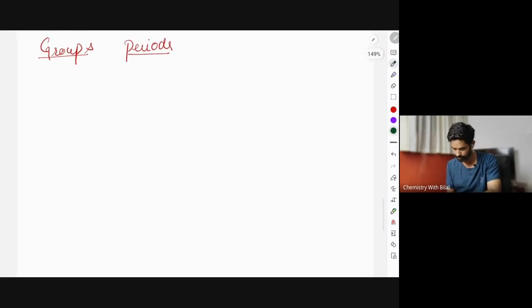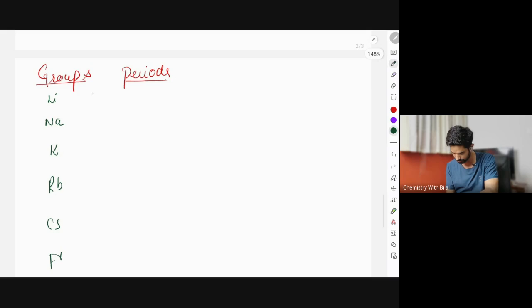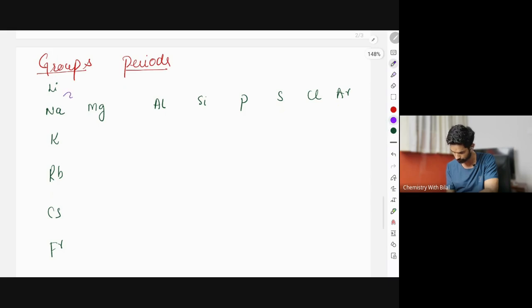I hope you all can recall the idea of the groups. I mean, group 1 starts with lithium, then we have sodium, potassium, rubidium, cesium, and francium. So this is a group. And let me write the elements of period 3, for example. After sodium, we have magnesium, aluminum, silicon, phosphorus, sulfur, chlorine, and argon. So this is a specific period, which is called period 3.